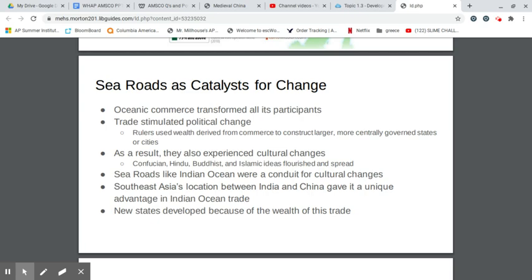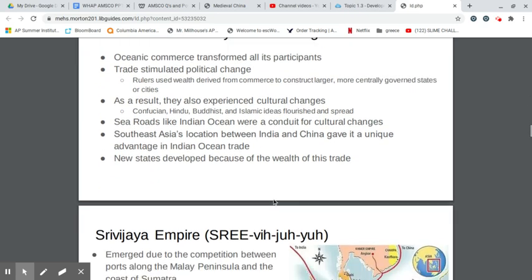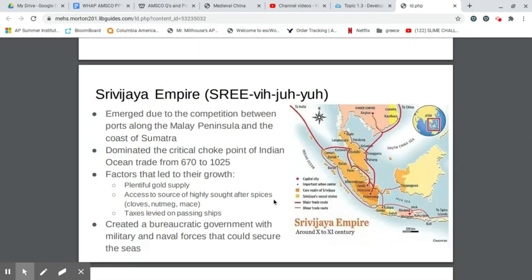New states develop because of the wealth of this trade. There are places that become very wealthy because of their geographical location, such as the Srivijaya Empire. It emerges due to competition between ports along the Malay Peninsula and the coast of Sumatra, and it dominates this critical choke point. So its geographic location is what gives rise to this place. It becomes important, much like America got its rise from people fleeing Europe for a host of different reasons, which we'll talk about next year, of course.